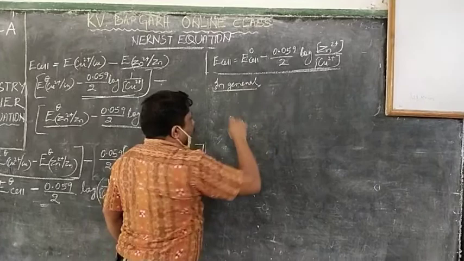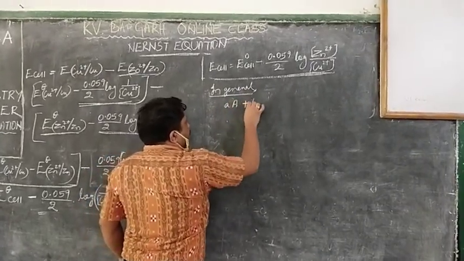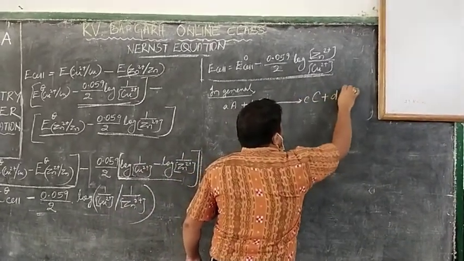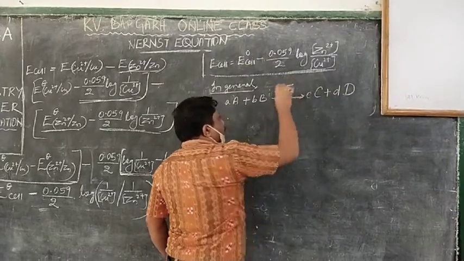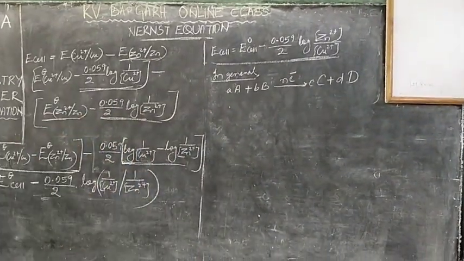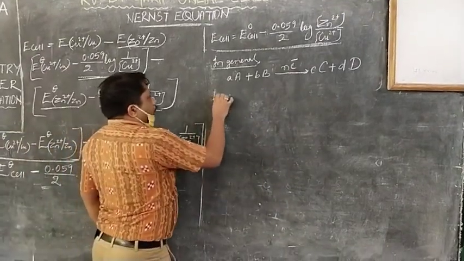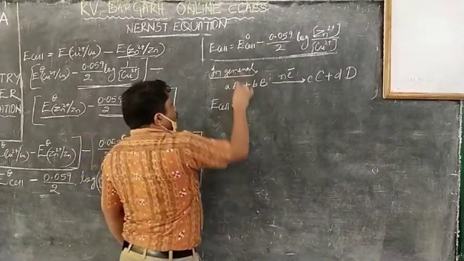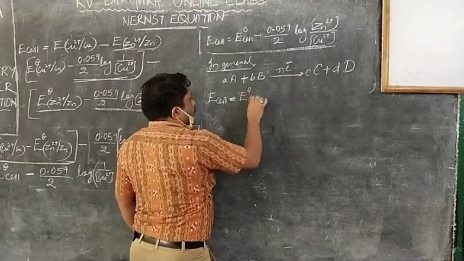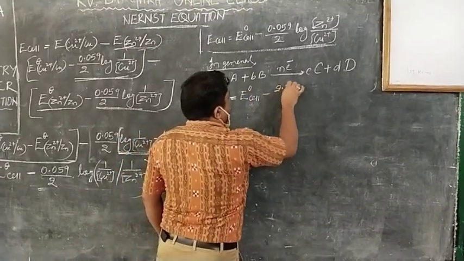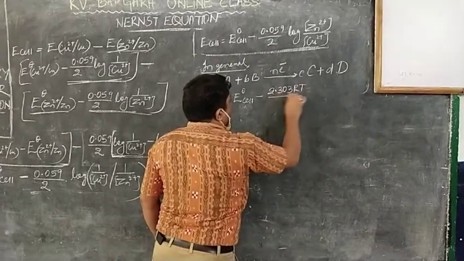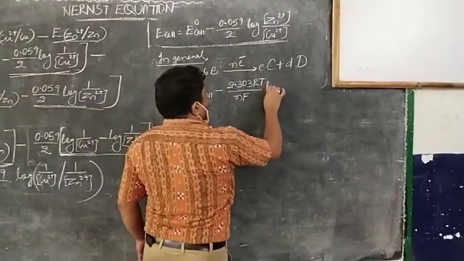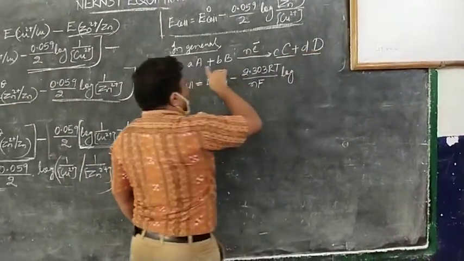For example, in any cell, the general equation is aA plus bB gives rise to cC plus dD, and this involves n number of electrons. Then how can you write the Nernst equation? For this, the Nernst equation will be E cell equal to, again the same form, E naught cell minus 2.303 RT by nF at any temperature. I am writing first log of concentration of product divided by concentration of reactant.